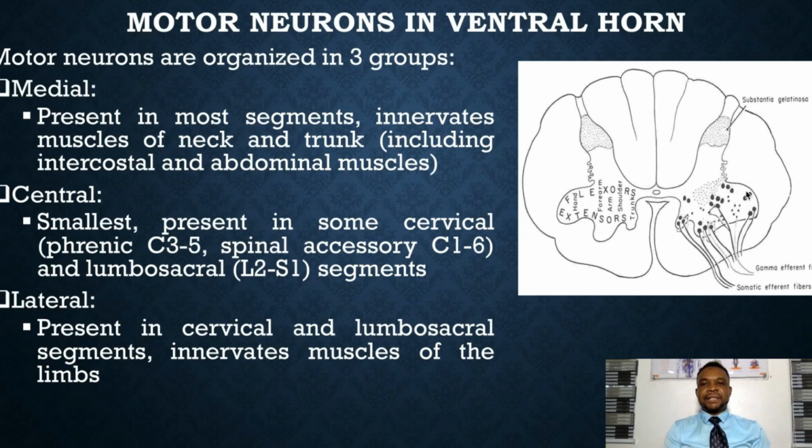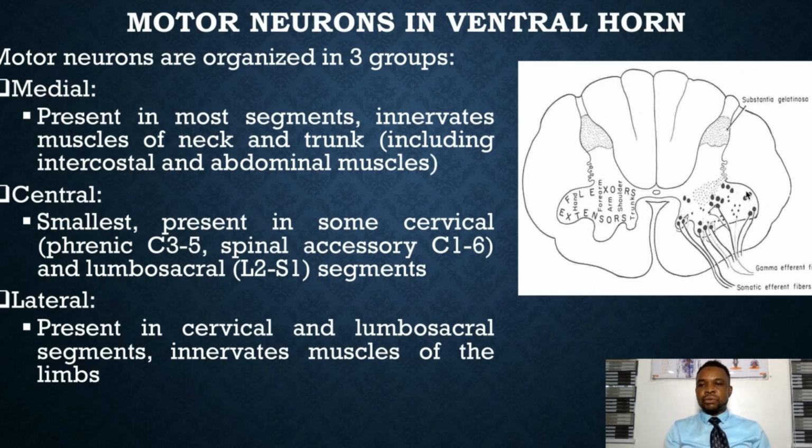Motor neurons are classified into three groups. We have the medial group, the central group, and the lateral group. The medial group is present in most segments and innervates the muscles of the neck and the trunk, including the intercostal and abdominal muscles. The central motor neurons are the smallest and they are present in some cervical segments. That is the phrenic from C3, C4 to C5, then spinal accessory C1 to C6, and the lumbosacral part, which is L2 to S1.